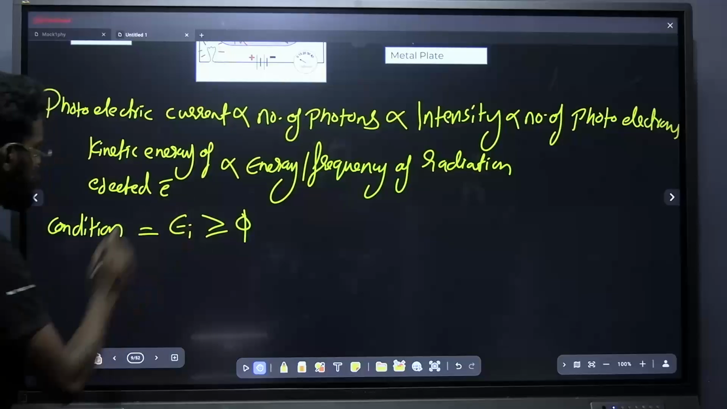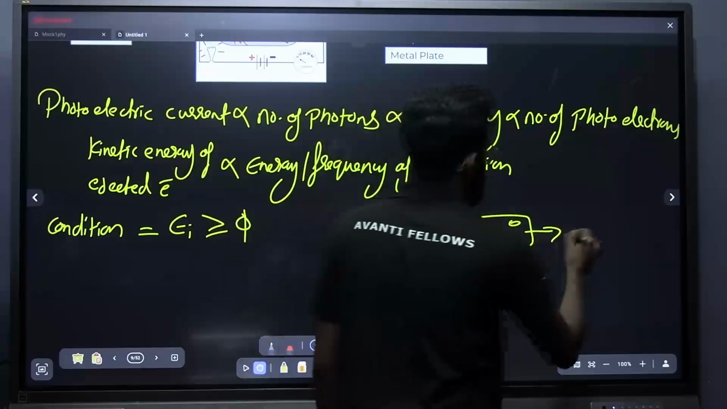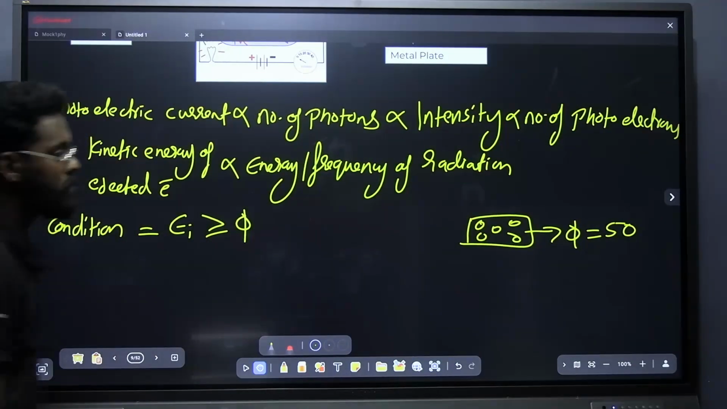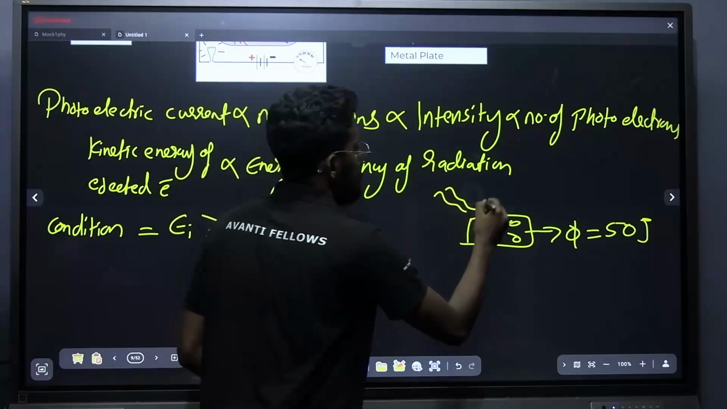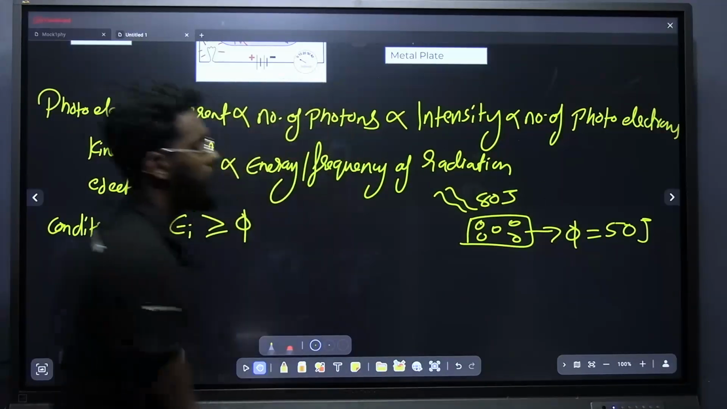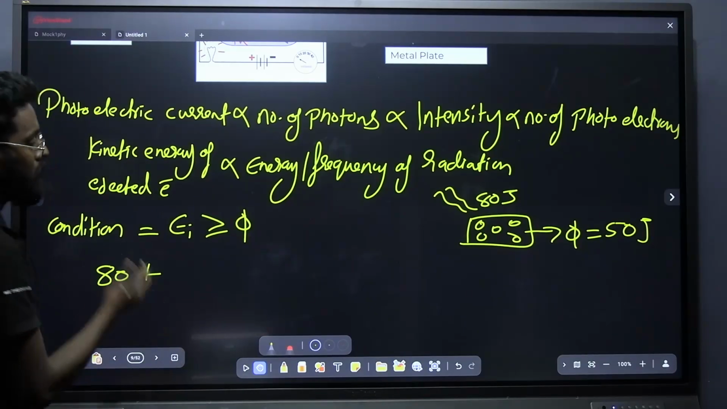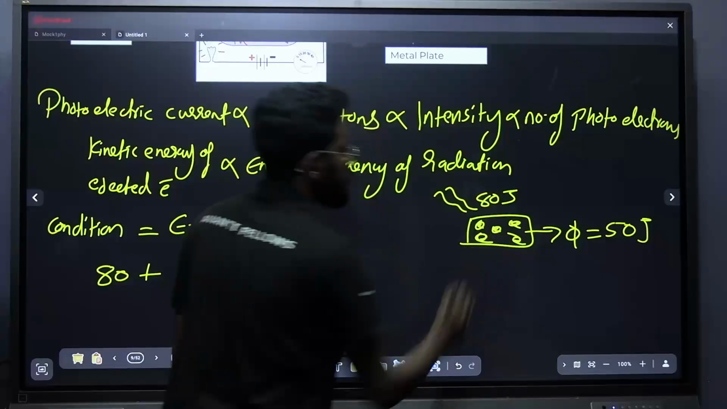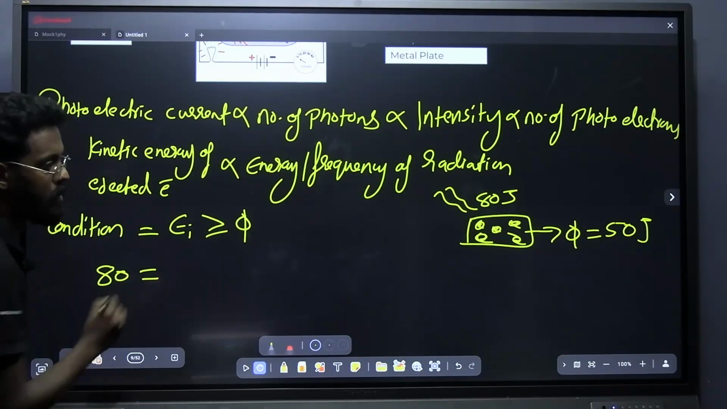Now my question is, I have a metal, and this is having a work function psi equal to 50. Work function 50 joule. What I will be doing? I will be supplying 80 joule of energy. I am supplying 80 joule of energy, and in that 80 joule, how much will the electrons accept to come out from the surface? 30. Yeah, 30.